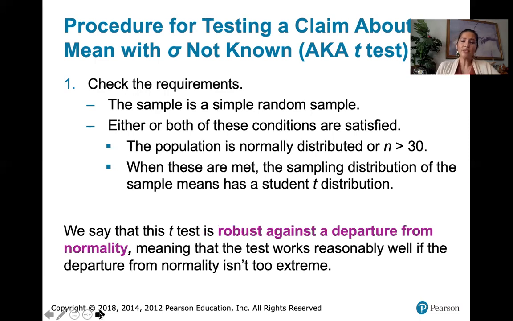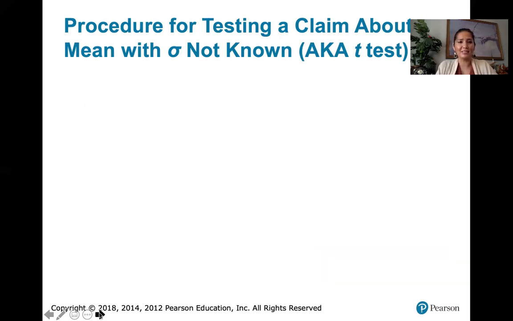Now, we say that this t-test is robust against departure from normality, which just means that the test works reasonably well as long as the departure from normality isn't too extreme. So if the population is normally distributed, or n is greater than 30, or the distribution looks approximately normal, but it might not be normal, but it's not too different from that normal distribution, then it turns out that this t-test is going to work just fine. That's what that robust against departure from normality means.